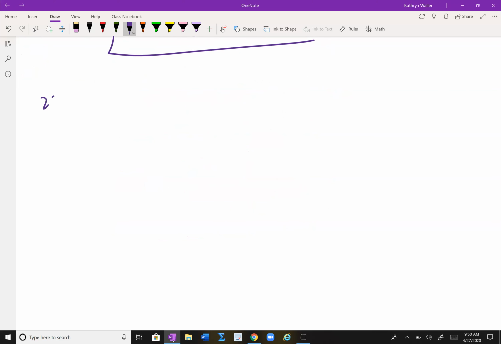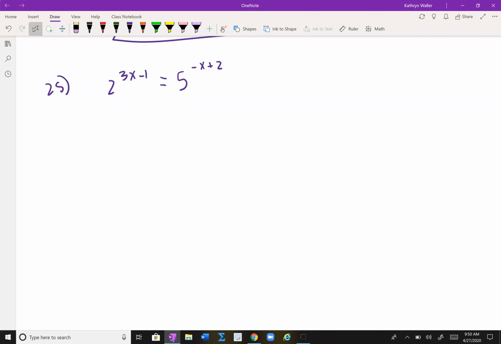Okay, question 25. 25 is the last one, and this is kind of a tough one. So I see my bases, a 2 and a 5, and I want to change the big one, which is a 5, to the small one, which is a 2. 2 to the 1st is a 2, 2 to the 2nd is a 4, 2 to the 3rd is an 8. I can't make a 5 be a 2. So remember in the lesson that you watched, I said this is weird. If it's a weird problem, you take the log of both sides.